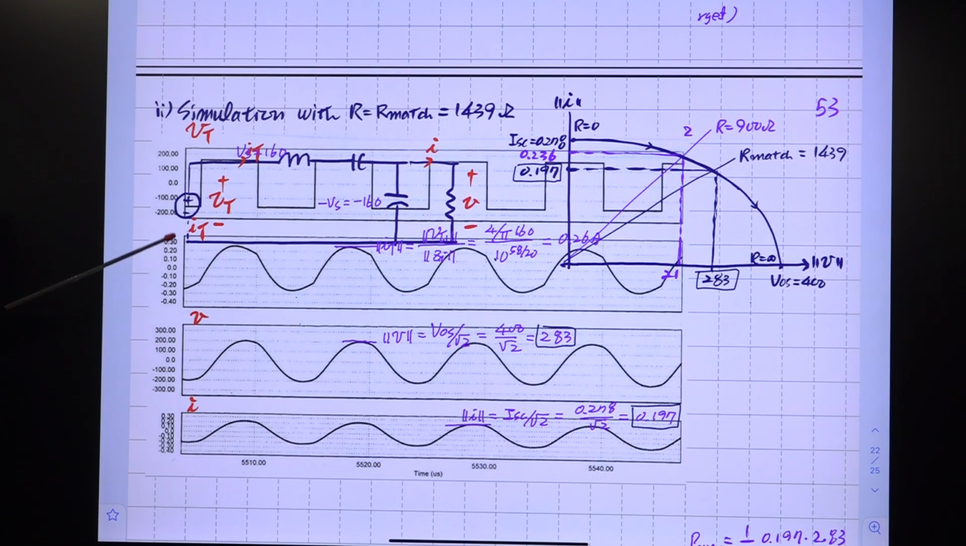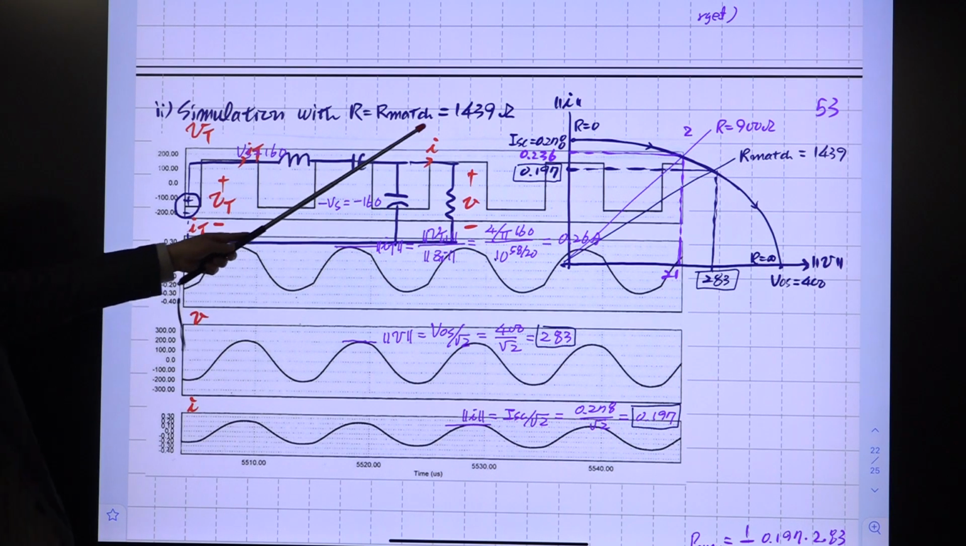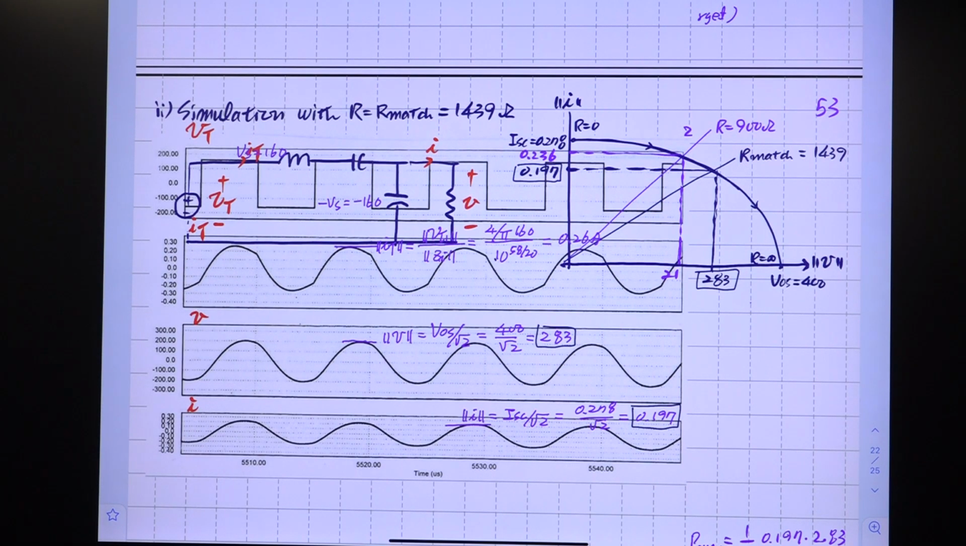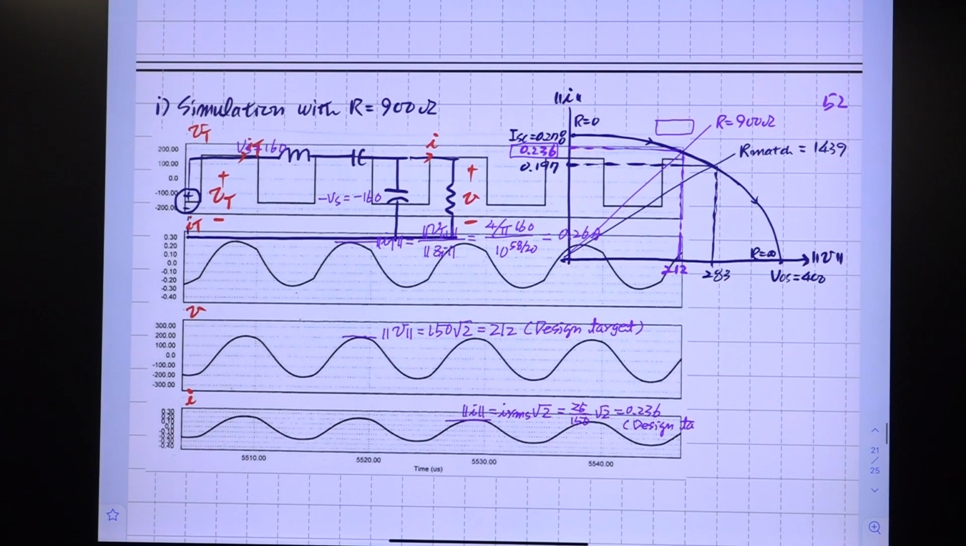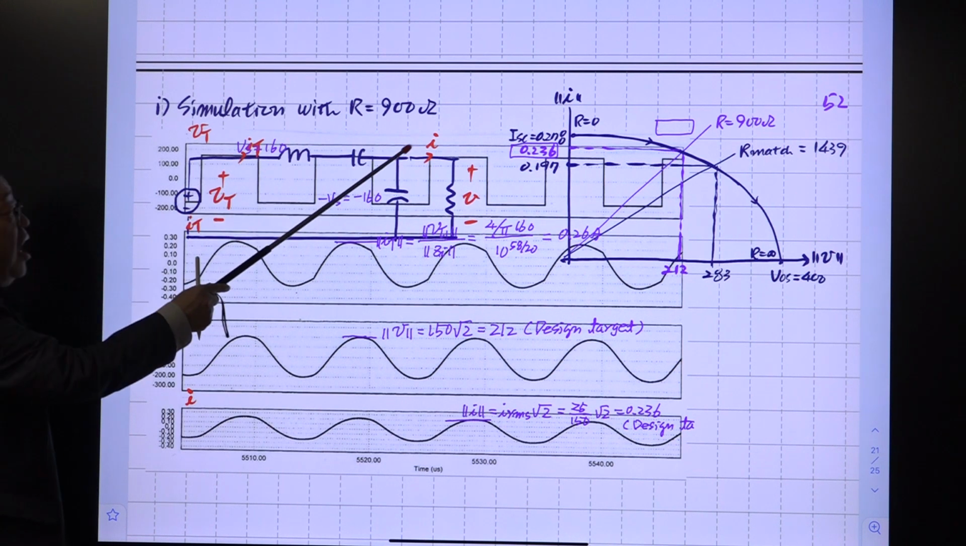Just watch this. This is the VT, and these are the VT waveforms, IT waveforms, and our voltage and current. The magnitude of this is the desired one. So our goal was 283, and this value is not it, it's something else, right? It's not our design value. The design value is this, okay? You take a look at this: VT, IT, and IV, right?